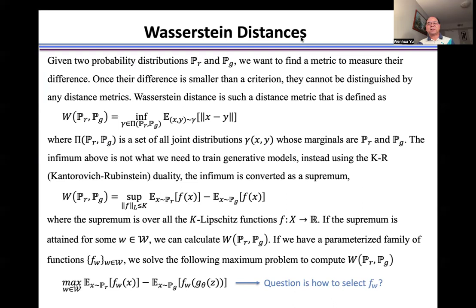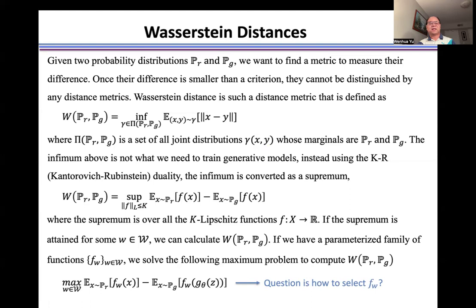Wasserstein distance is such a distance metric that is defined as the infimum of the expectation of ||x minus y|| over gamma, where pi is the set of all joint distributions gamma whose marginals are PR and PG. The infimum above is not what we need to train generative models.